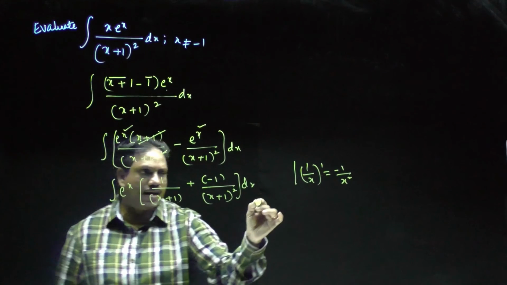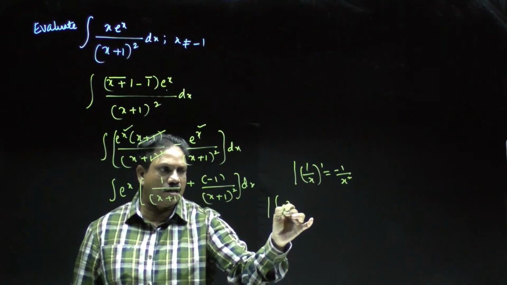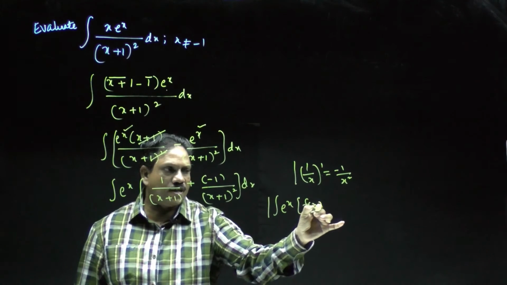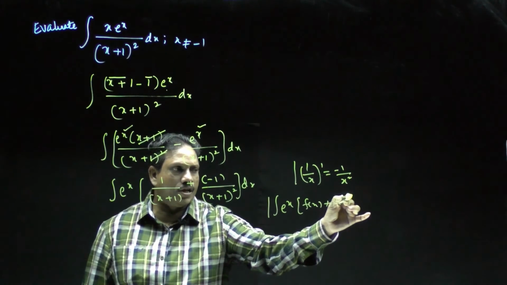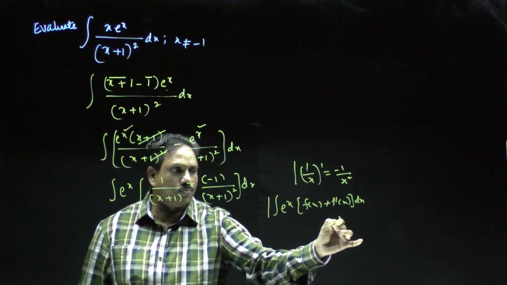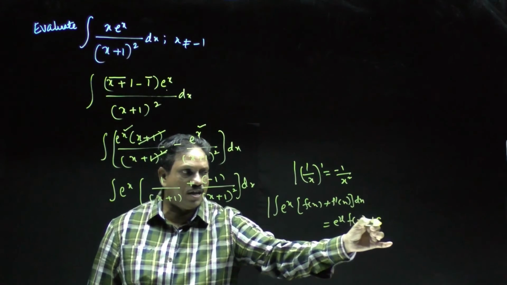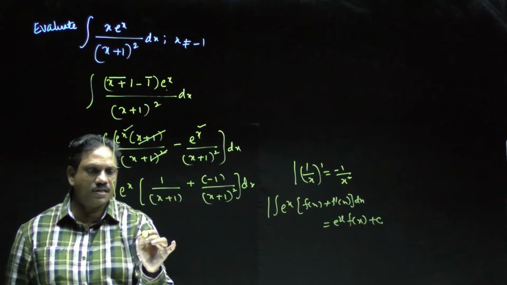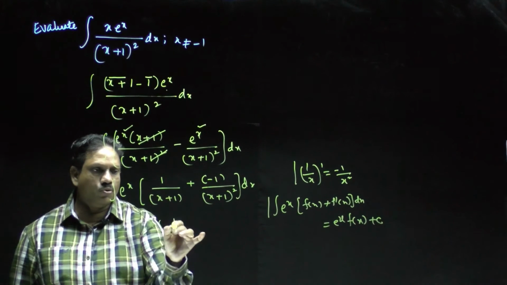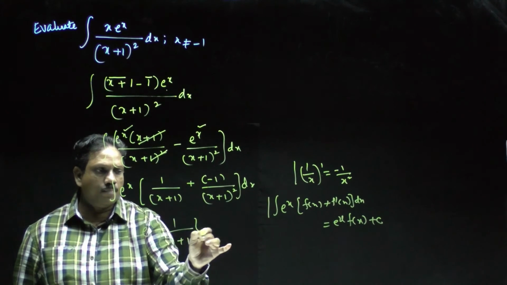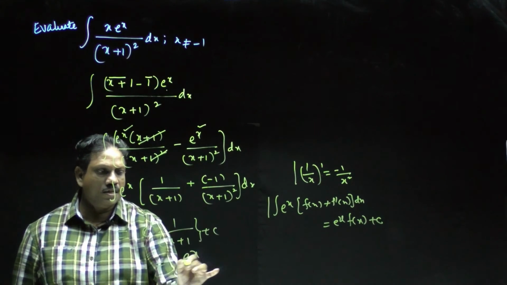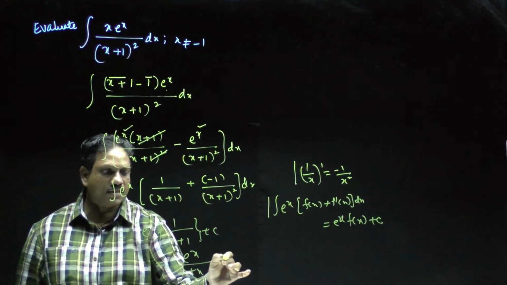It looks like our result. What is the result? Integral e^x (f(x) plus f'(x)) dx equals e^x f(x) plus c. So clearly the result is e^x into 1/(x plus 1) plus c. The final answer is e^x/(1 plus x) plus c.